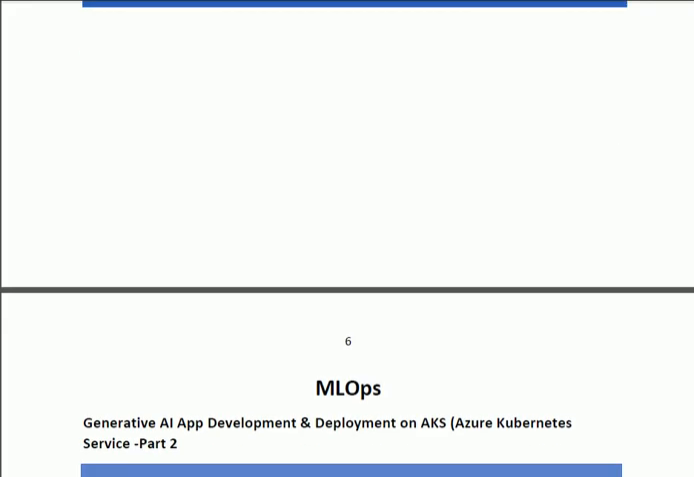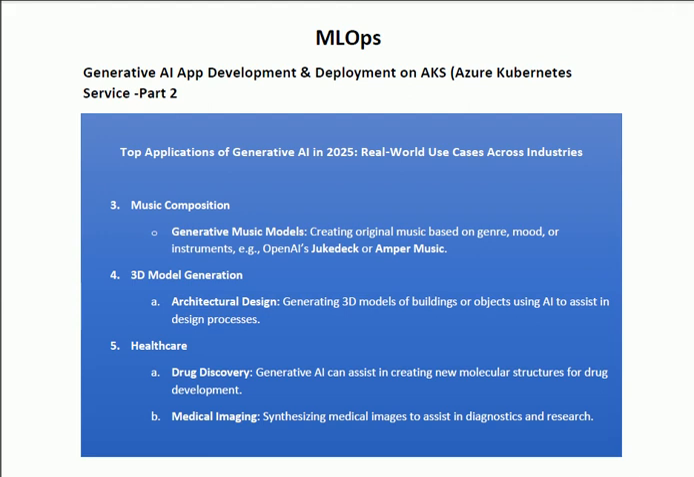The other one is music composition. We can use generative AI for music composition. Generative AI music models create original music based on a genre or instrument, like OpenAI, Udio, or Amper Music. And 3D model generation: we can create apps for 3D model generation in generative AI, using AI to assist in the design process.